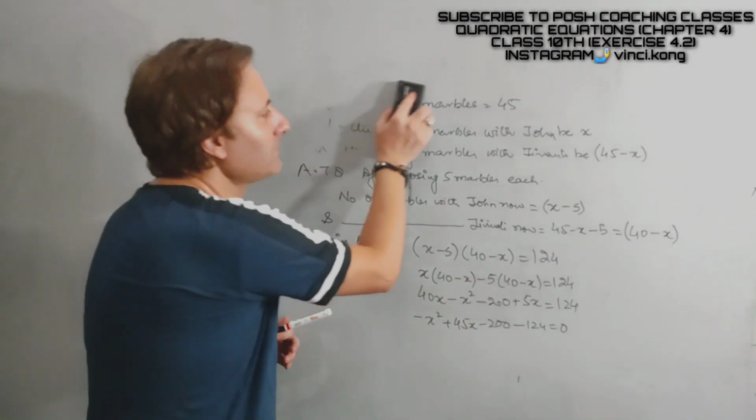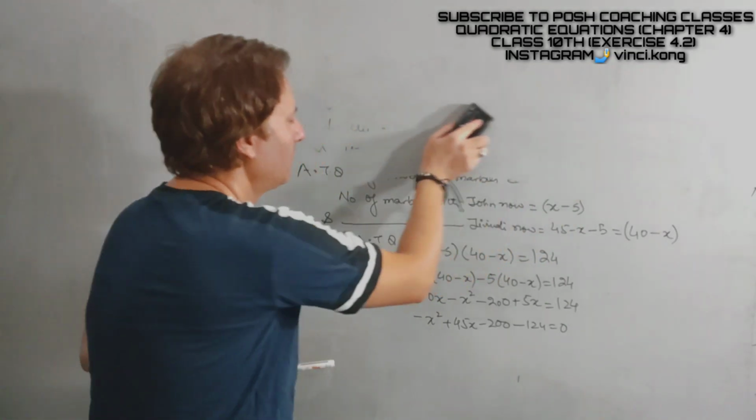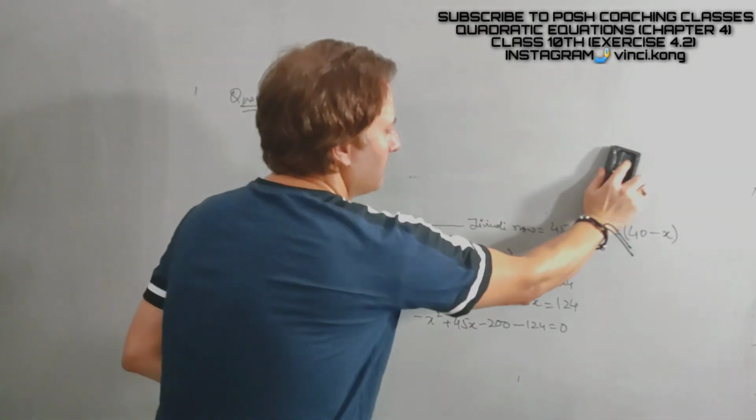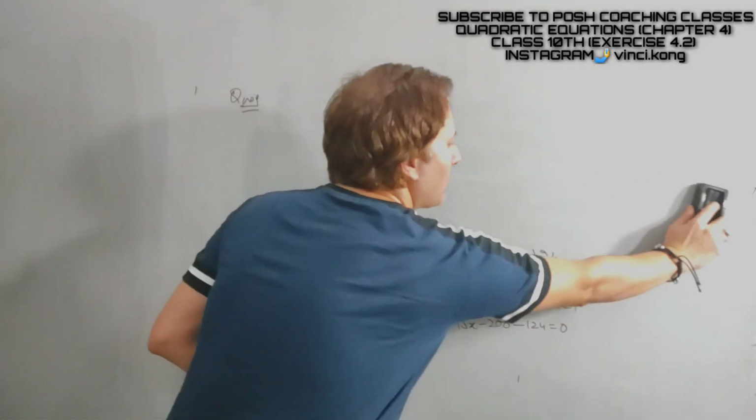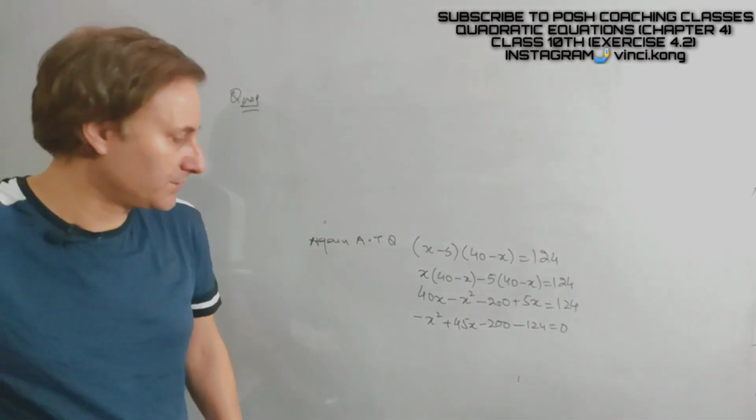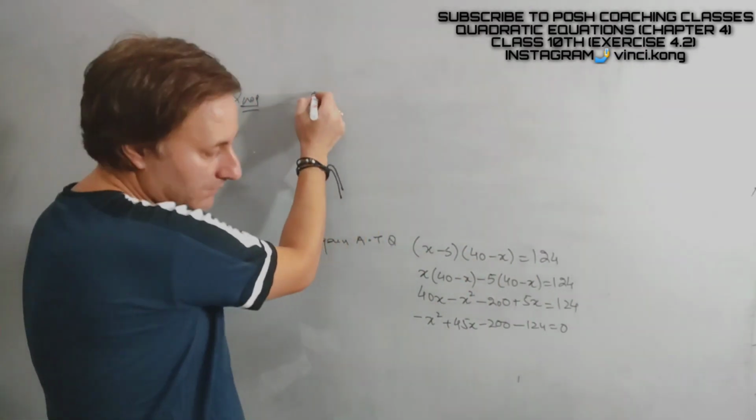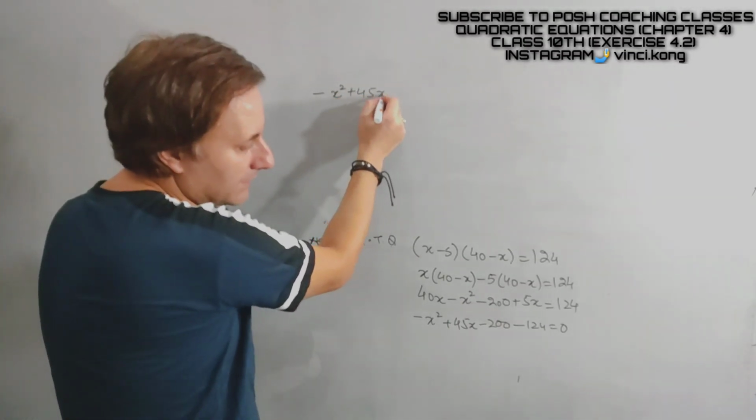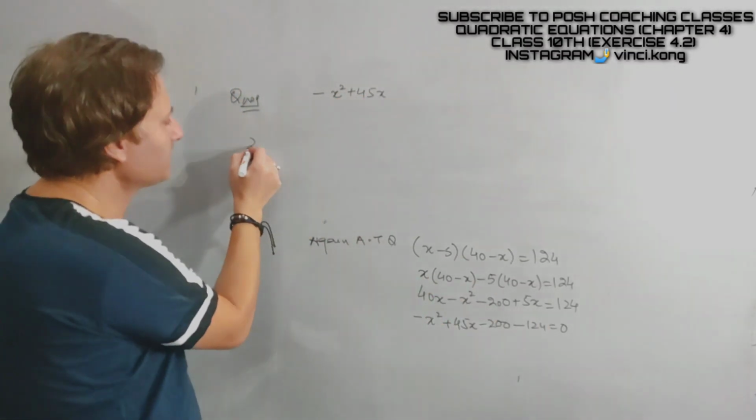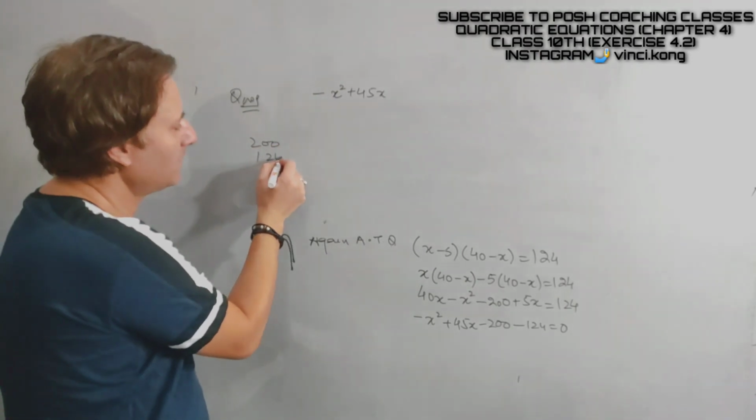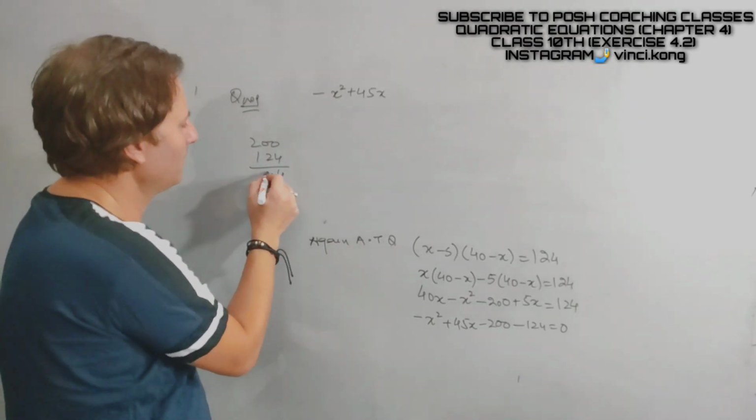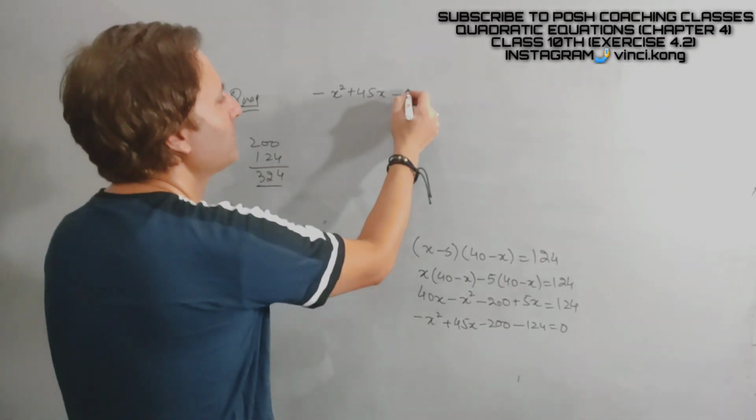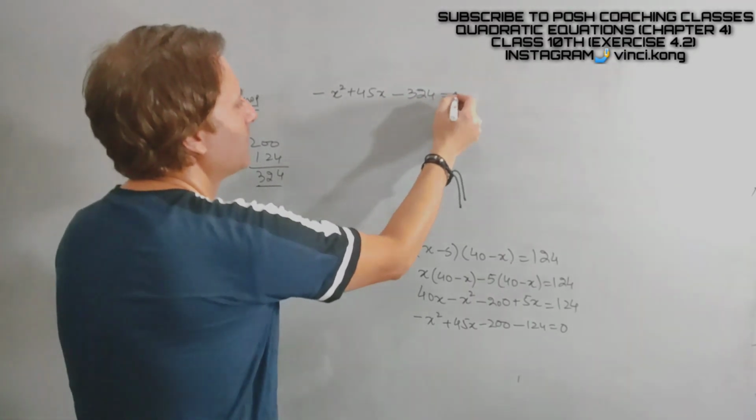Okay, so we will just rub this off and we'll see what happens to this equation. So now what do we have? We have minus x square plus 45x. Both are negative, so we have to add 200 and 124. It is minus 324 equals 0.